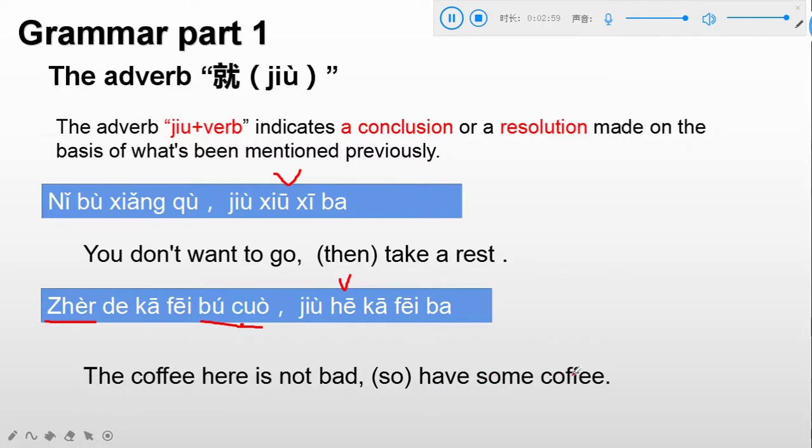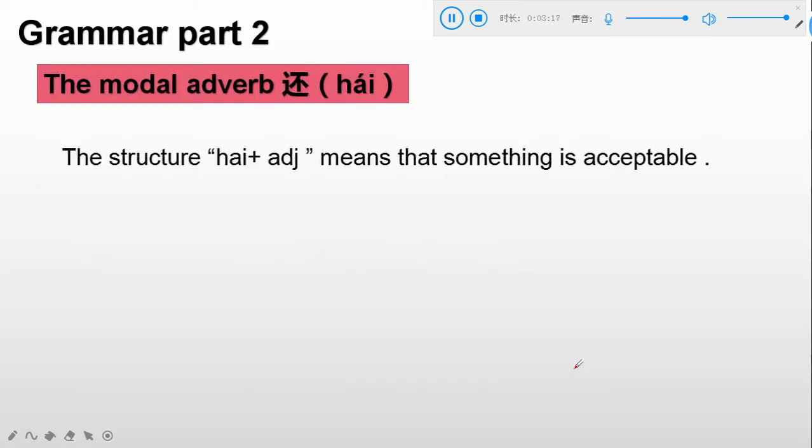So in this grammar part, I just prepared two examples for you to see how we use 就 with a verb in some Chinese sentences. And I personally think this one is really easy. So now let's just jump into grammar part 2.